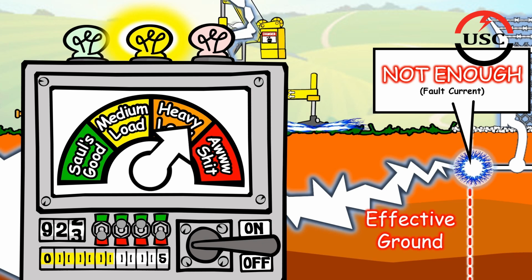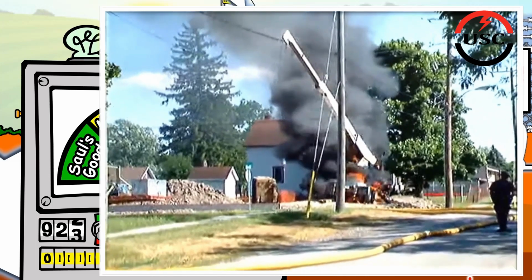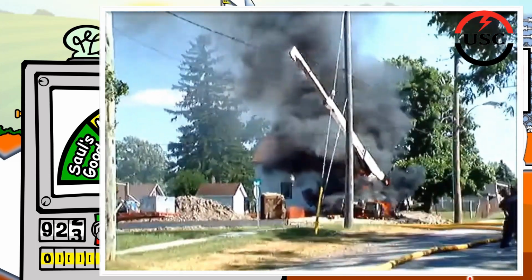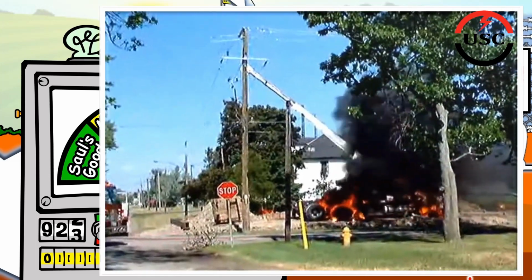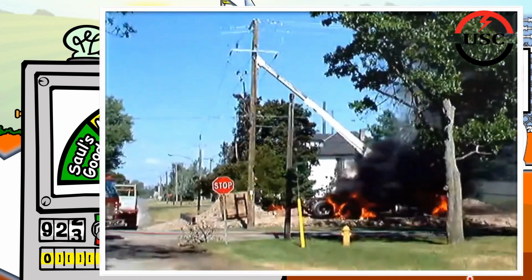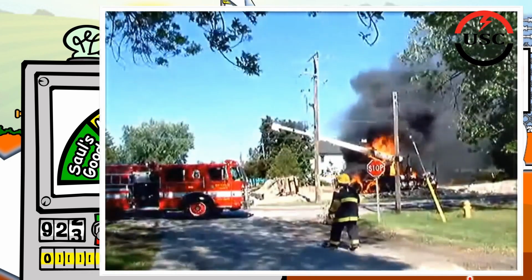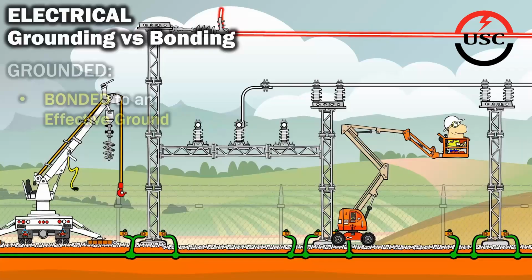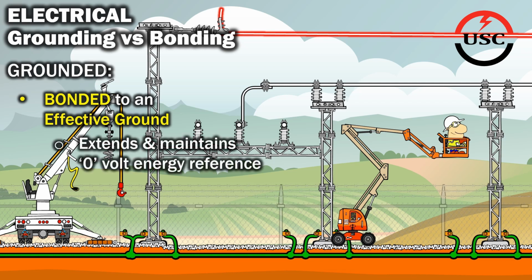If that's the case, then the system is just going to keep pouring the juice into the lines. And if the circuit protection doesn't de-energize the circuit, then that massive amount of fault energy will continue wreaking havoc on the system, anyone on it, and everything connected to it until something burns to the ground. And, well, maybe not even then. Grounding is the bonding of a conductive object to an effective ground with the purpose of extending and maintaining that system's 0-volt energy reference. Here, the substation ground grid is an effective ground because it's bonded directly back to the system return or the system ground reference.